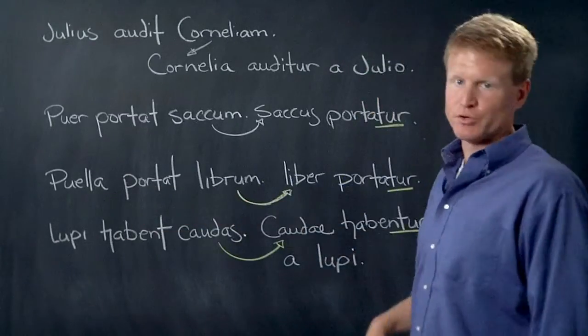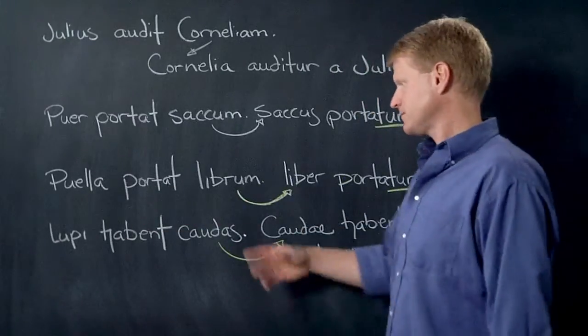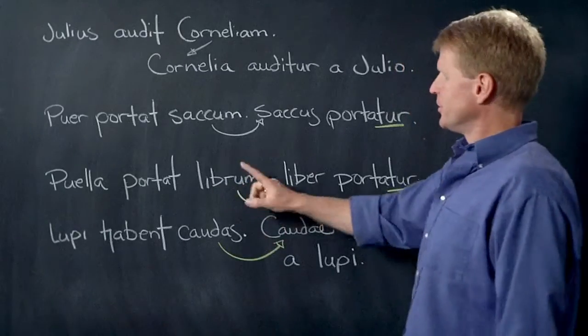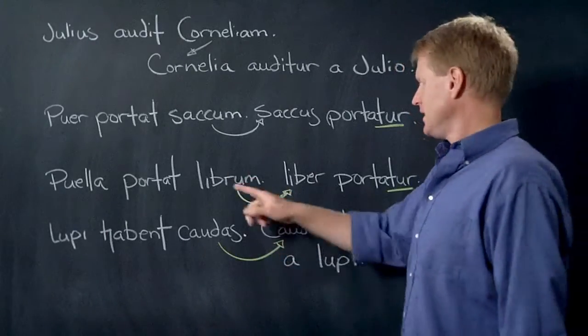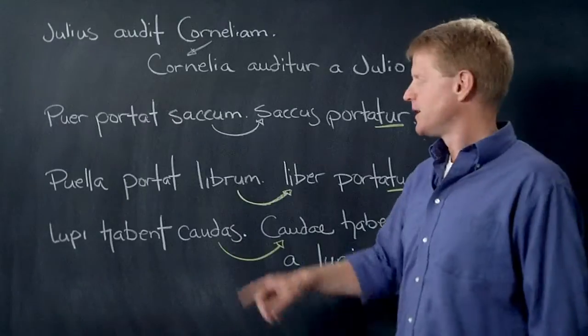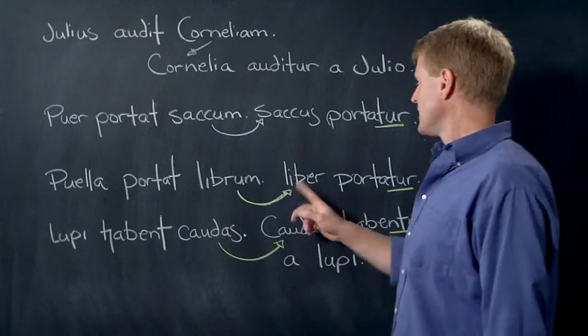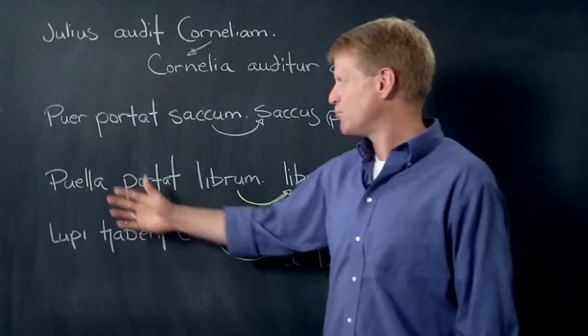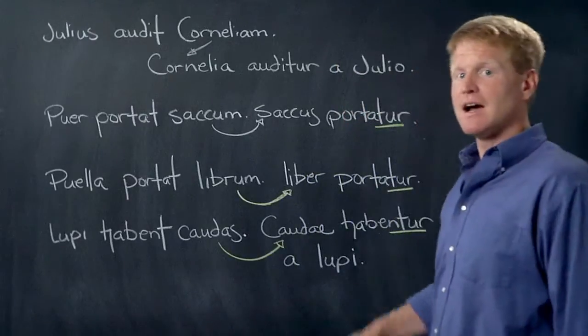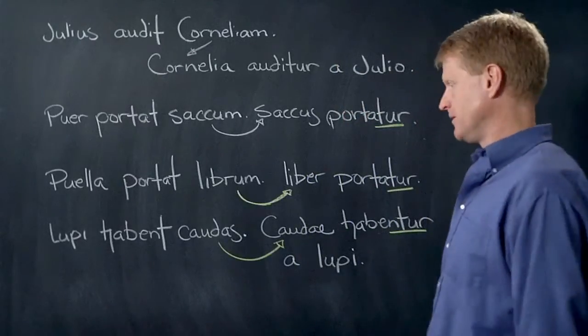Puella portat librum. The girl carries a book. To make this passive, we turn the accusative librum into the nominative liber. Direct object becomes the subject. Liber portatur a puella. The book is carried a puella, by the girl.